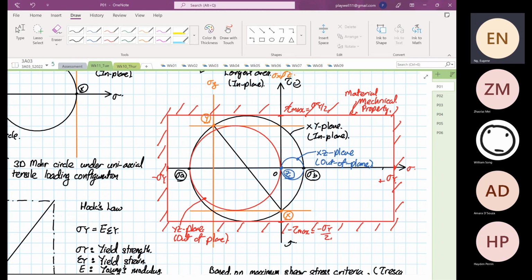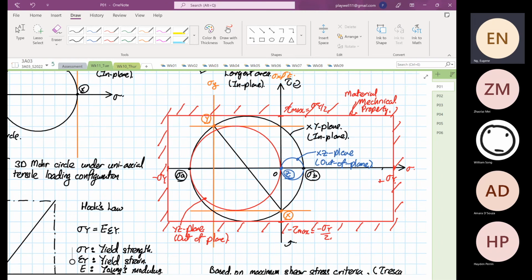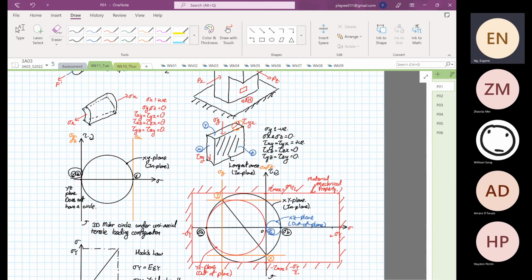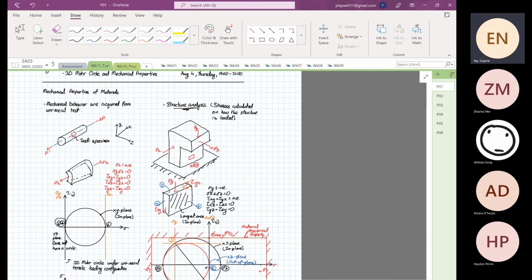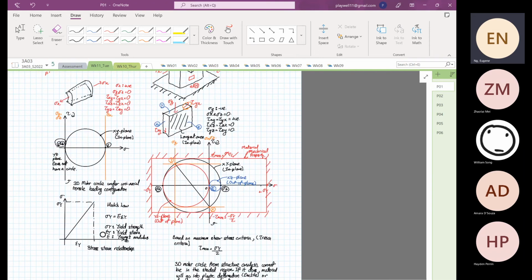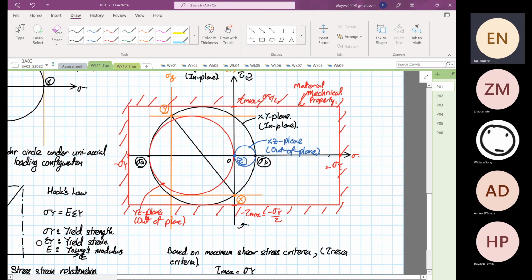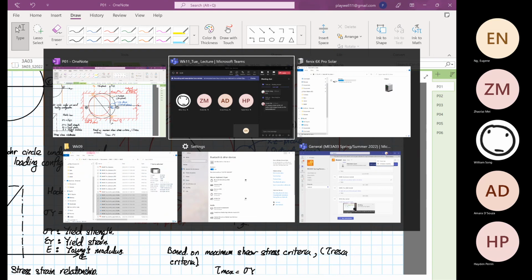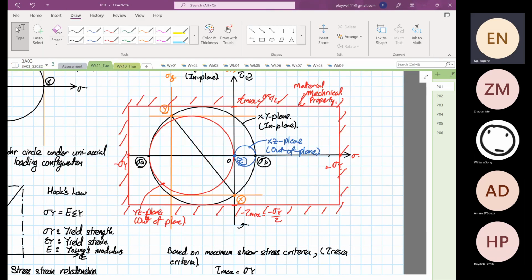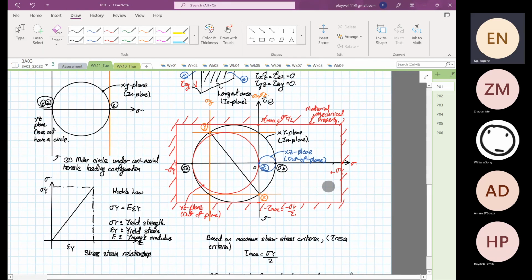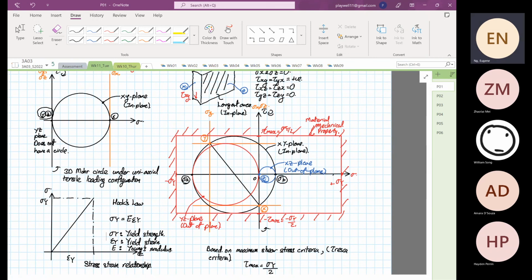So this is how we link the information on material behavior from uniaxial tests to structure analysis and to plot into the 3D Mohr circle like this, to see whether the material will fail or not. Okay, that is enough theory. What I'm going to do is work through one example.